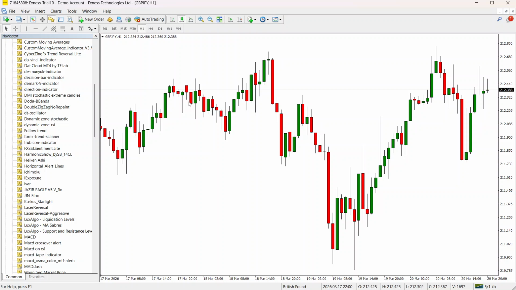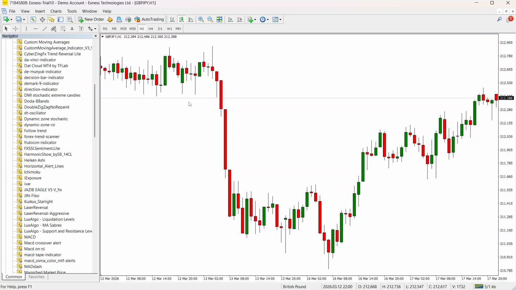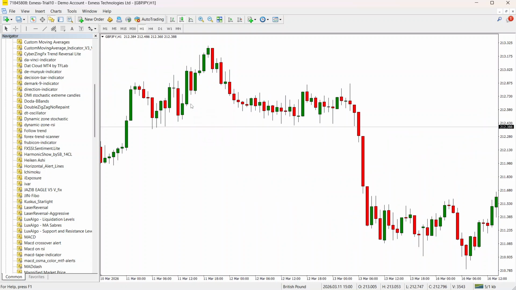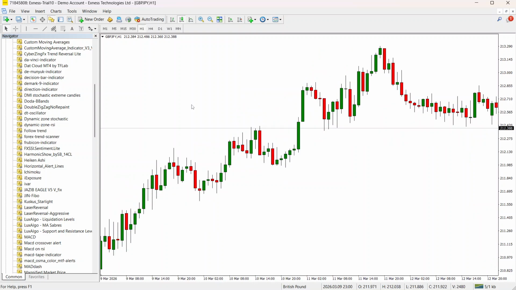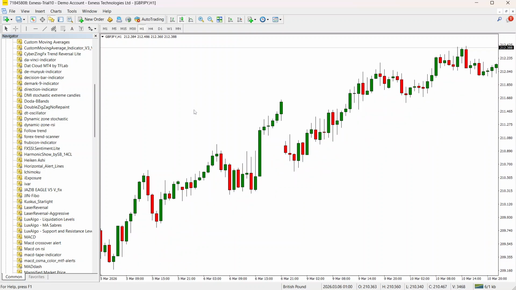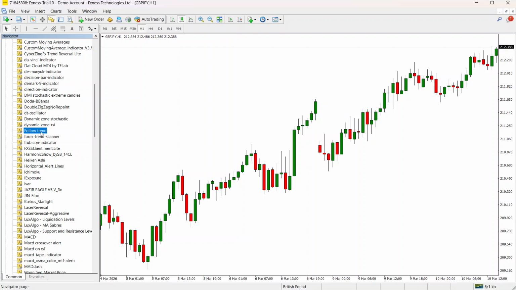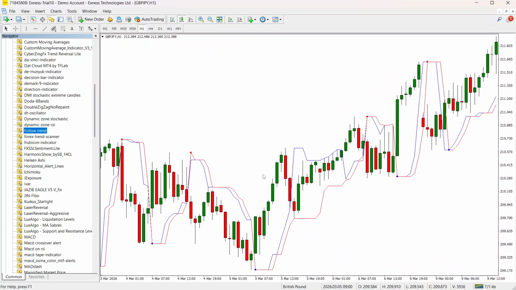Hello traders. We'll be looking at the trend detector indicator of MT4 and MT5. This tool filters out market noise and highlights the dominant trend direction with clear visual signals so you can focus on trading with the prevailing move rather than against it. And I'll load the indicator on the chart so you can see how it looks in real time.